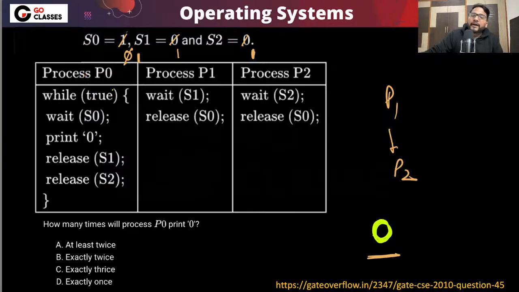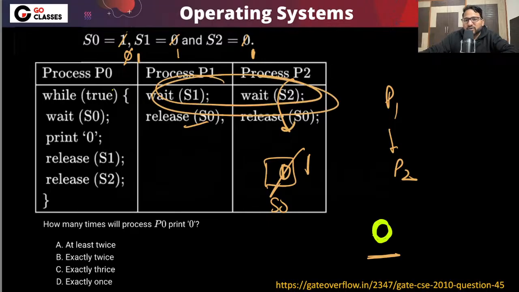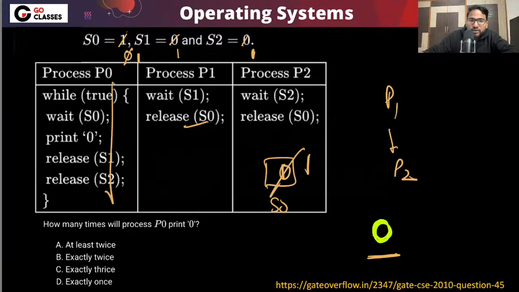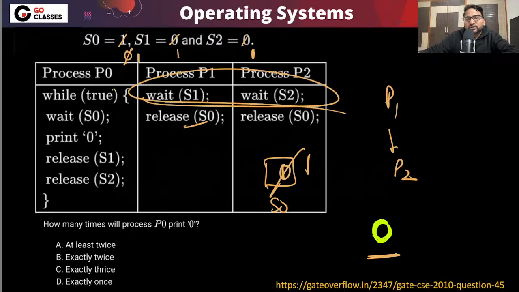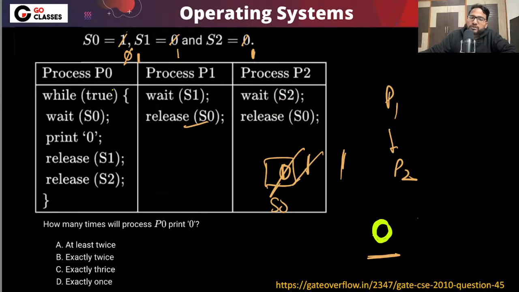Now it will depend on whether you are losing one of the updates to S0, which means you are executing them back to back. If you are executing them back to back, then what is the problem? This release S0 will make this S0 to be 1. Initially it is 0, then it is 1. Don't worry about these waits, because they are just to make sure that once you execute this, only then can you execute this or this. Just focus on this release. If you execute this release back to back, since it is a binary semaphore, it will be a problem. One of the updates will be lost.